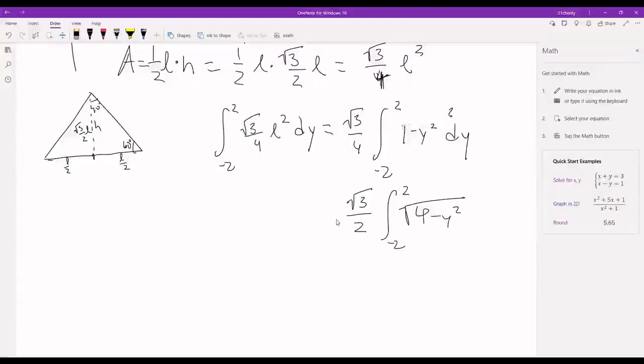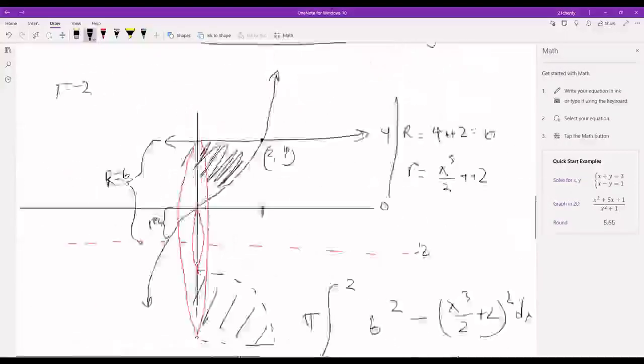Oh, okay. I'll just rewrite it. Because remember that the L is squared in this case. So this, oh wait, the 2 should be inside the parentheses. This will actually just become a rad 3. And this will just become 4 minus y squared dy. So that's our formula for 2b.